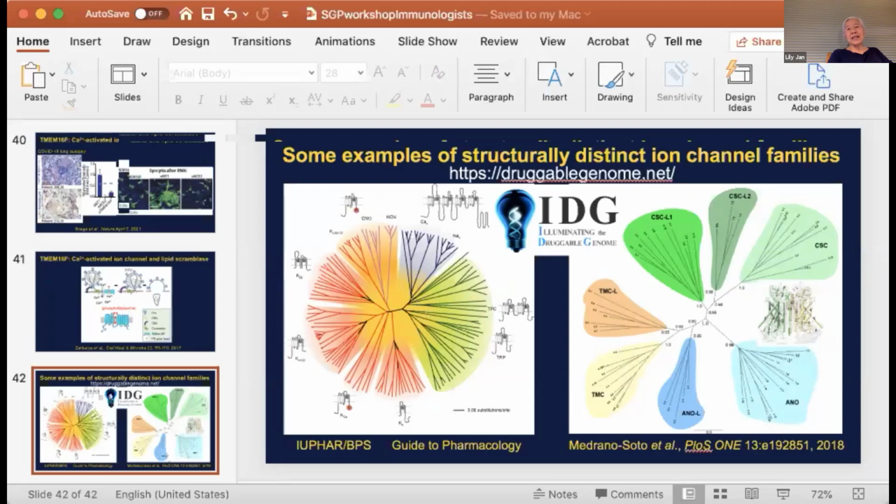YFP mutants that are more sensitive to iodide. So that's used a lot. And in fact, there are activators now being tested for cystic fibrosis treatment.